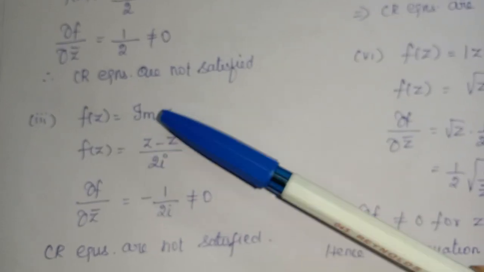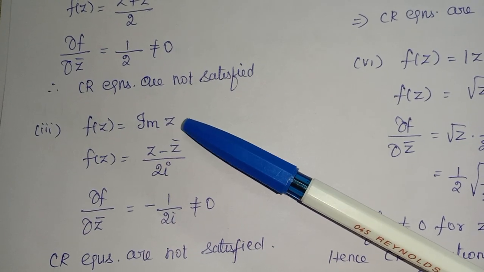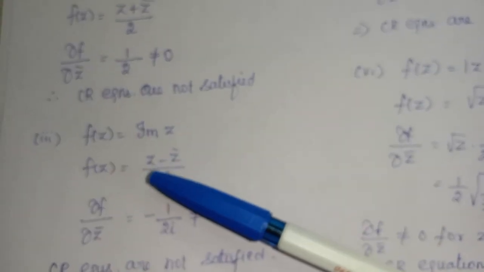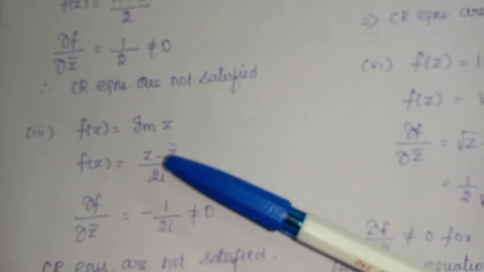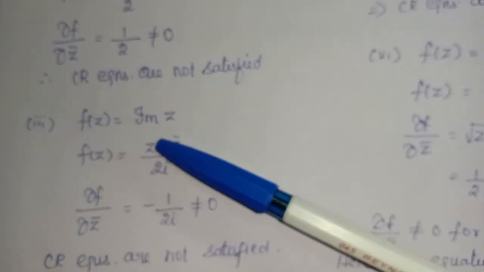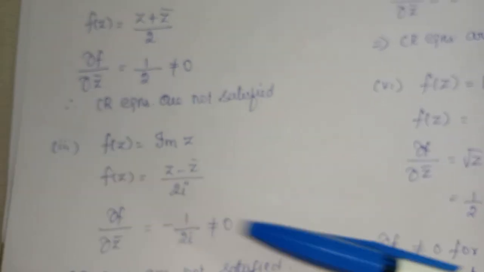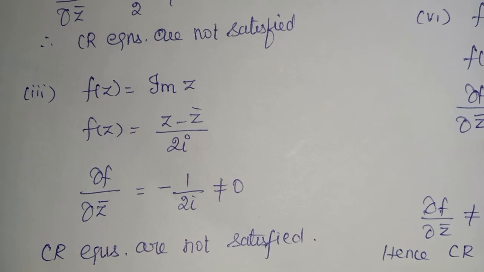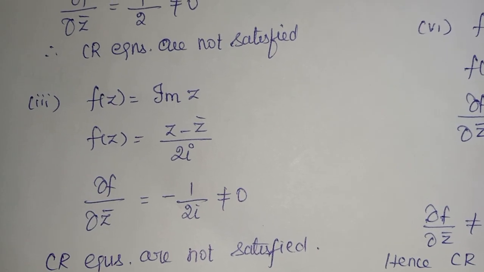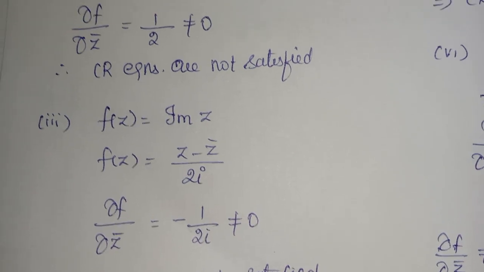Next problem, f of z equal to imaginary part of z bar. Here also I am going to make use of z bar. Okay, imaginary part of z can be written as z minus z bar by 2i. So differentiate with respect to z bar. So what happened? This z will become 0. This z bar will become minus 1. Minus 1 by 2i. It is also what? Not equal to 0. So that means what? CR equations are not satisfied. So not satisfied means what? The function is not differentiable.